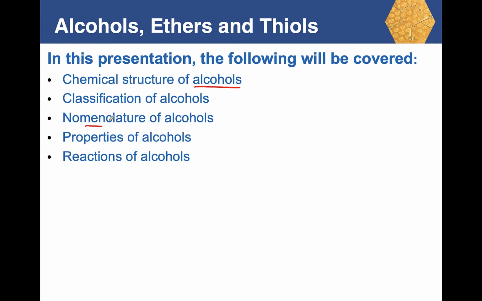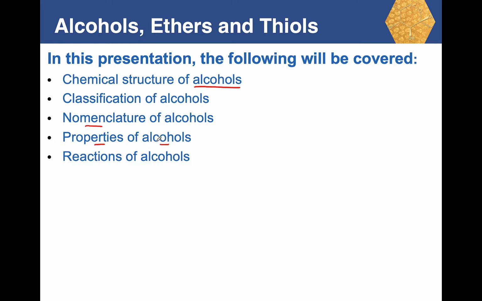You may recall we have the IUPAC, International Union of Pure and Applied Chemists. They established a set of rules so that scientists throughout the world will have a consistent way of communicating the names of organic compounds. Next, we'll look at the properties of alcohols.